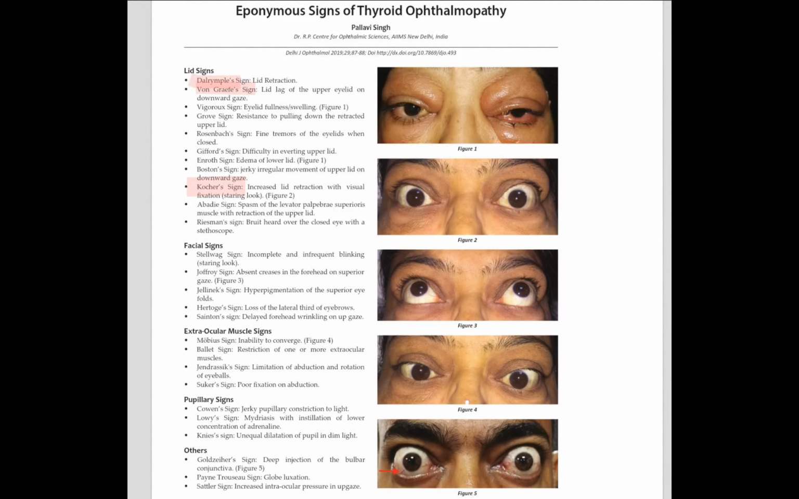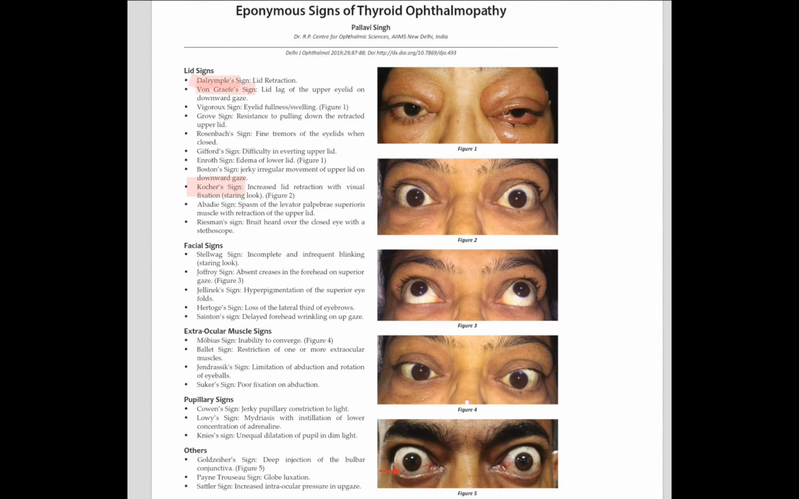So, today we will be studying the important images asked in the ophthalmology session. First image is of signs of thyroid ophthalmopathy. In this, we don't need to remember all the signs, we will be only learning about the important sign. The first one is lid signs, Dalrymple sign. Dalrymple sign is for lid retraction.